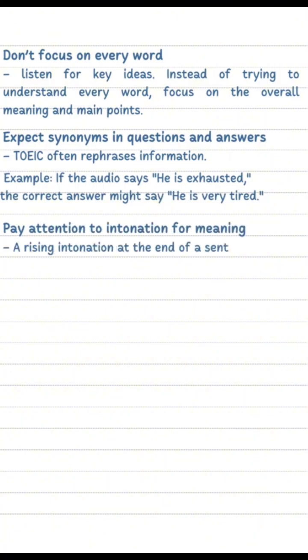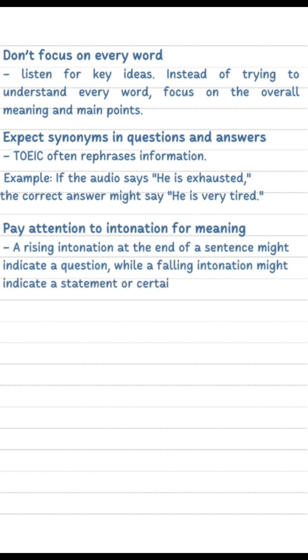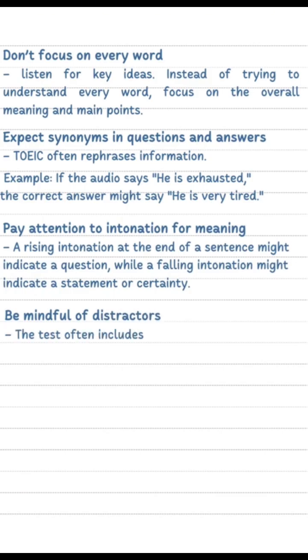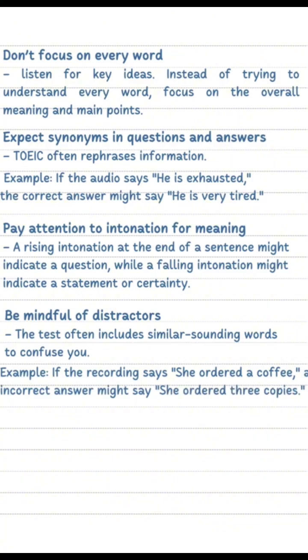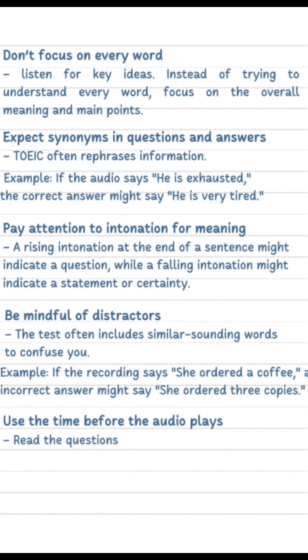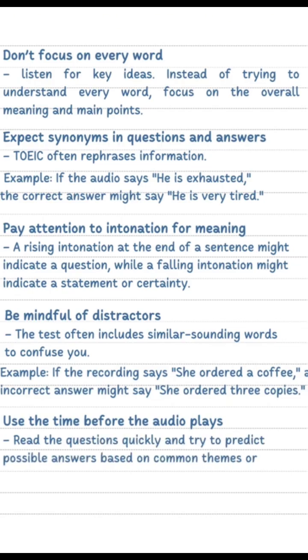Pay attention to intonation for meaning. A rising intonation at the end of a sentence might indicate a question, while a falling intonation might indicate a statement or certainty. Be mindful of distractors. The test often includes similar sounding words to confuse you. Example: if the recording says she ordered a coffee, an incorrect answer might say she ordered 3 copies. And finally, use the time before the audio plays. Read the questions quickly and try to predict possible answers based on common themes or topics.